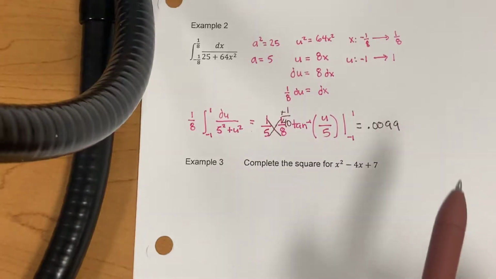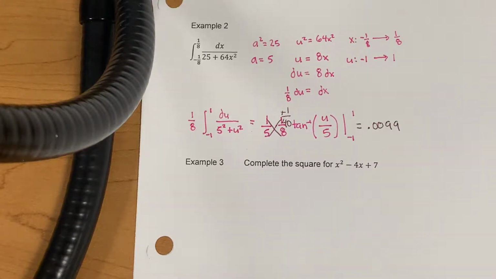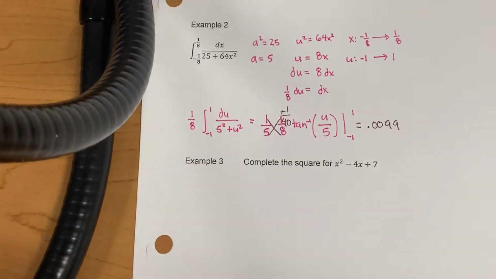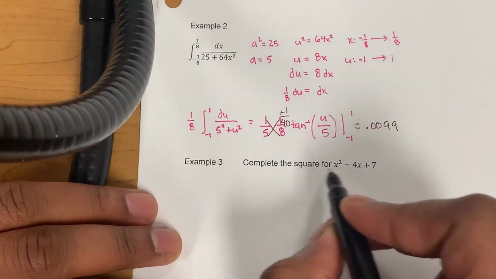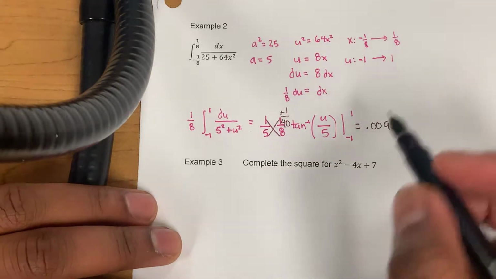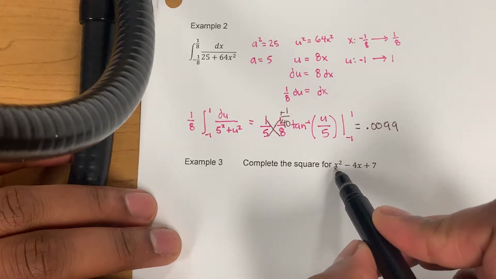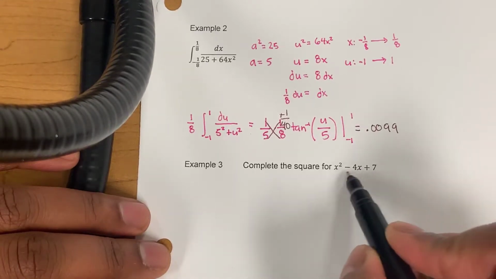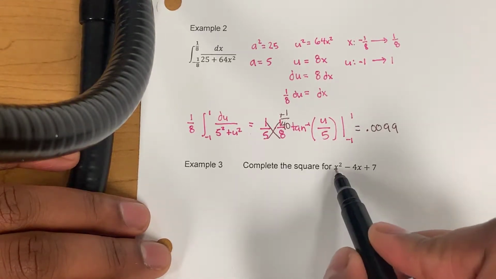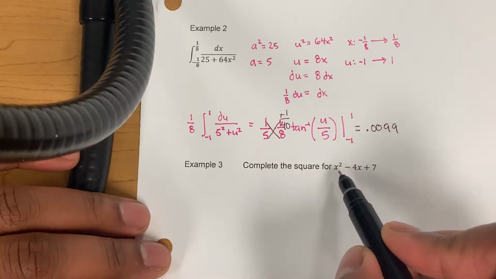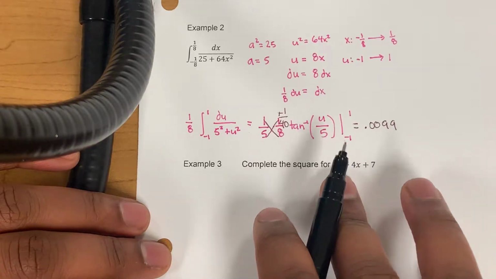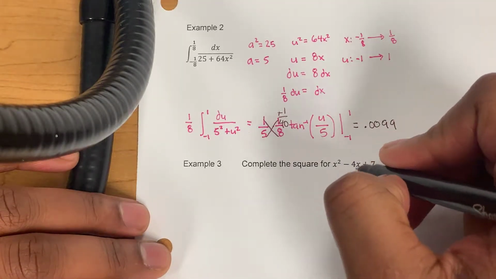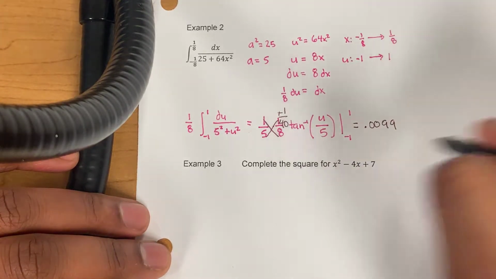So for example 3, we have to complete the square, and that's just going to be a lead up to what we do for example 4. So remember, to complete the square, the term for the x squared needs to be 1. So if it wasn't 1, we divide everything in the expression by the coefficient on x squared. Since x squared is already 1, we don't have to do that. The next thing is you take half of b and you square that.